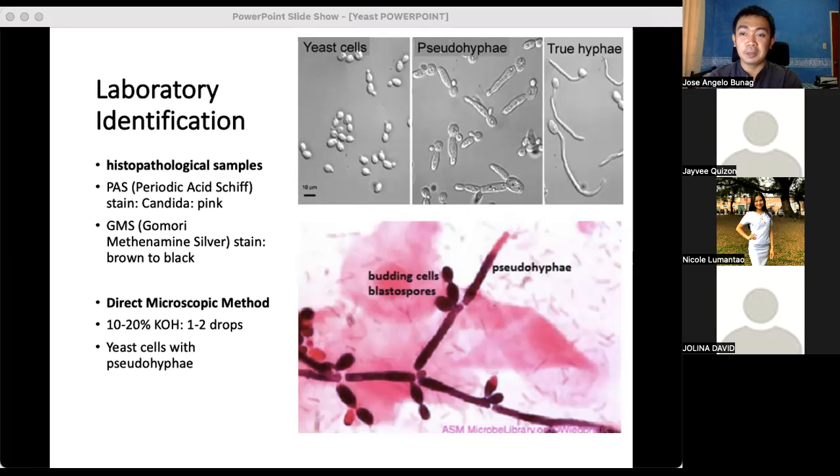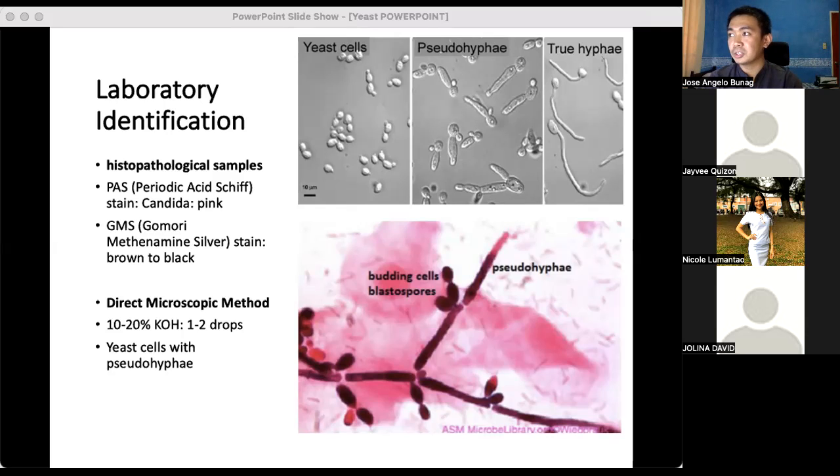For direct microscopic examination, aside from the periodic acid Schiff stain and your Gomori methenamine silver stain, let me just type in the 10% KOH with or without calcofluor white. So these are the reagents we will use for direct microscopic examination. Again, let me remind you that 10% KOH with or without calcofluor white is ideal for skin or nail scraping.